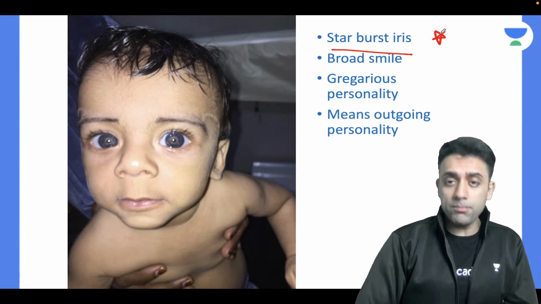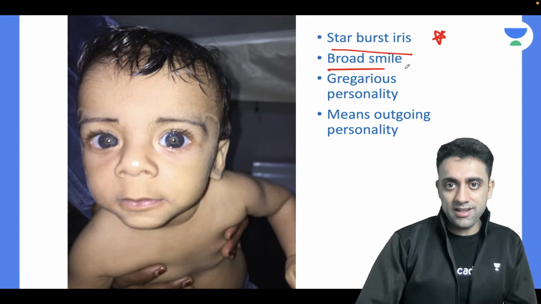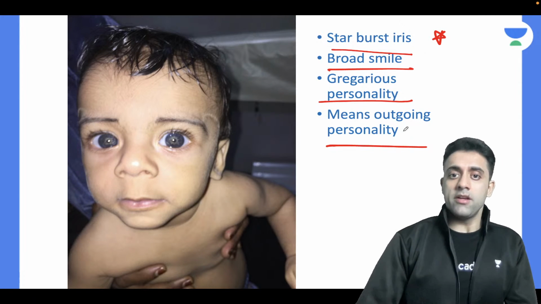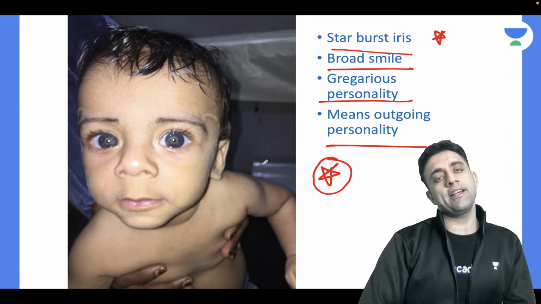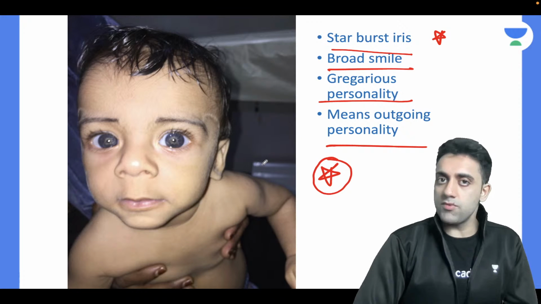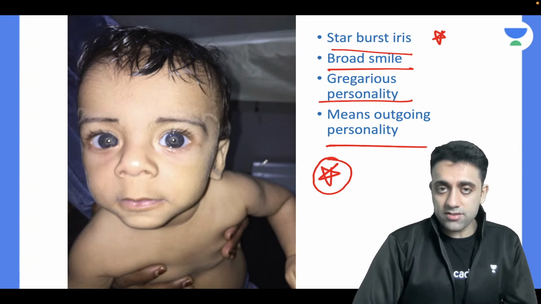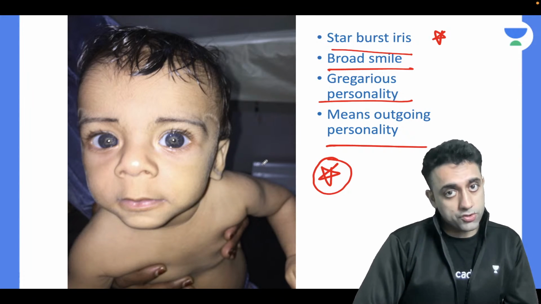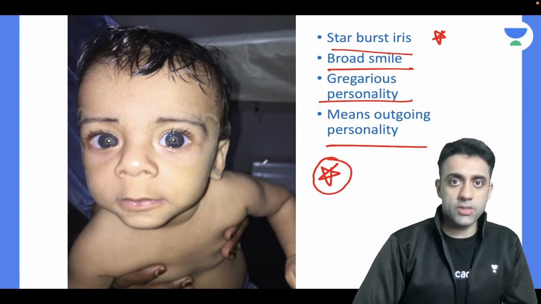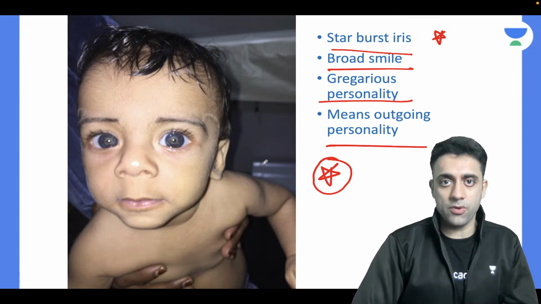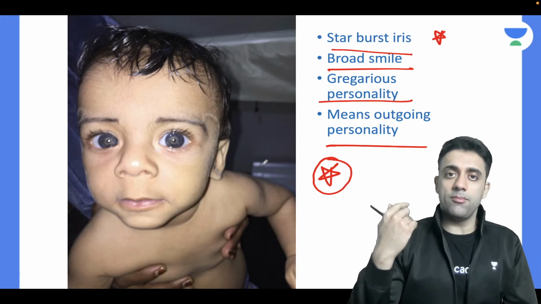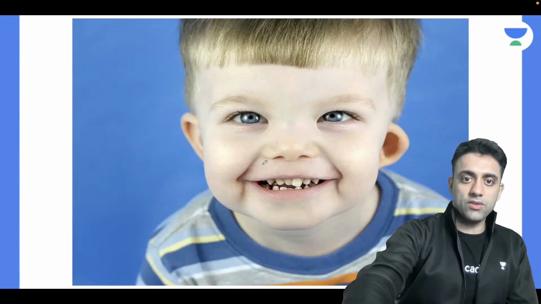Starburst iris, broad smile, and gregarious personality. Gregarious means outgoing personality. These are the very important highlighting features of Williams syndrome. In today's class, we are studying something new which we have not read in the previous classes. So today's topic of choice is Williams syndrome. The most common congenital heart defect is supravalvular aortic stenosis. It was a NEET PG 2020 question. How does the iris look? Starburst iris, broad smile. This one, a very beautiful picture.